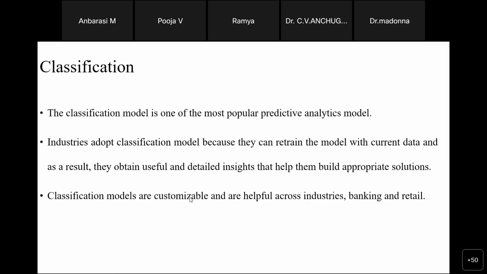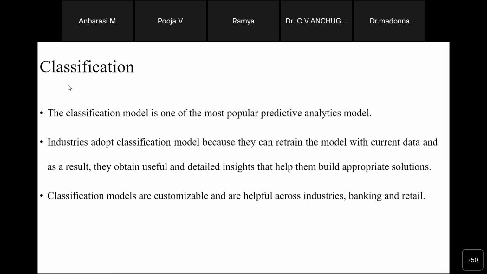Classification technique. As you all know, classification comes under the category of supervised learning. Supervised learning means, for example, that if you learn the model along with a teacher, that comes under the category of supervised learning. So here the class label will be known.